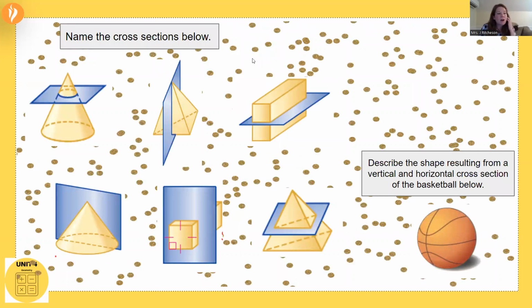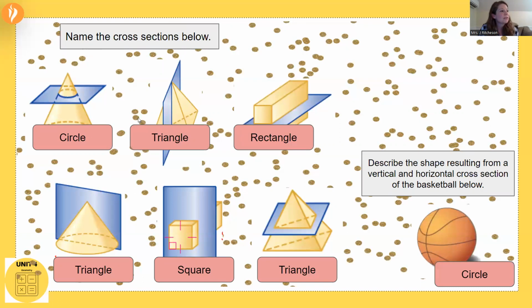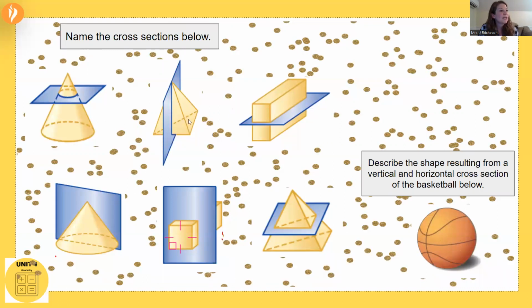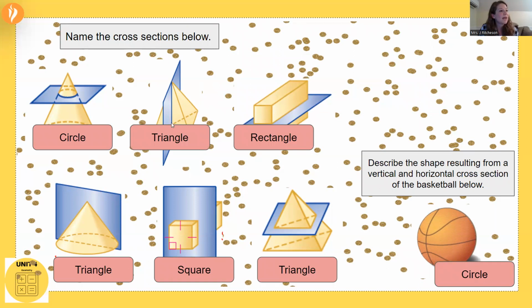So here are some questions. Pause the video. Look at how it's being cut. I want you to tell me what the cut is, and then turn the video back on and check your answers. All right, what about this cone? What'd you guys get? A circle. This is a triangular pyramid. You can only get a triangle from that. A rectangular prism. You can only get a rectangle from that. A cone, if you cut it perpendicular to its base, you get a triangle.